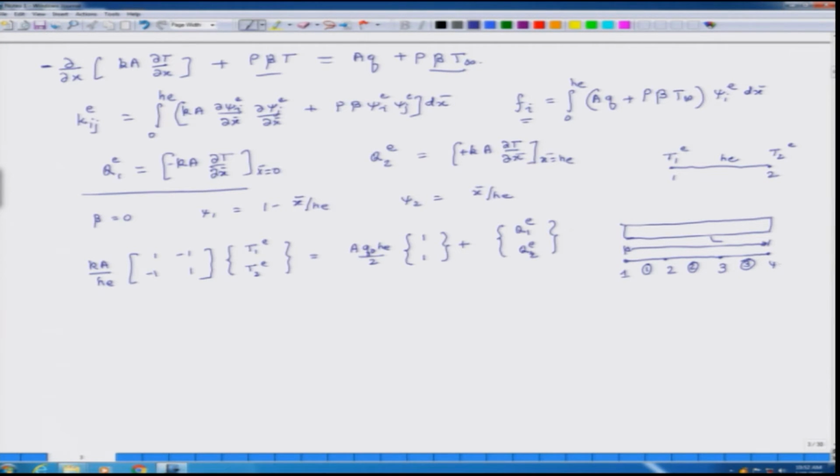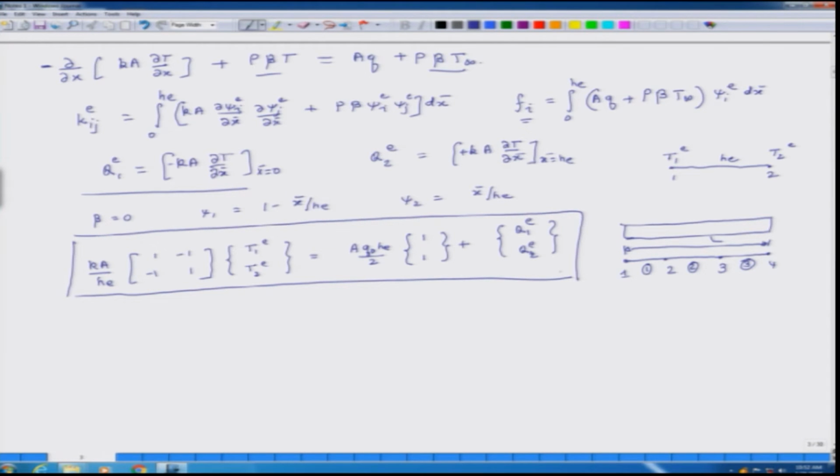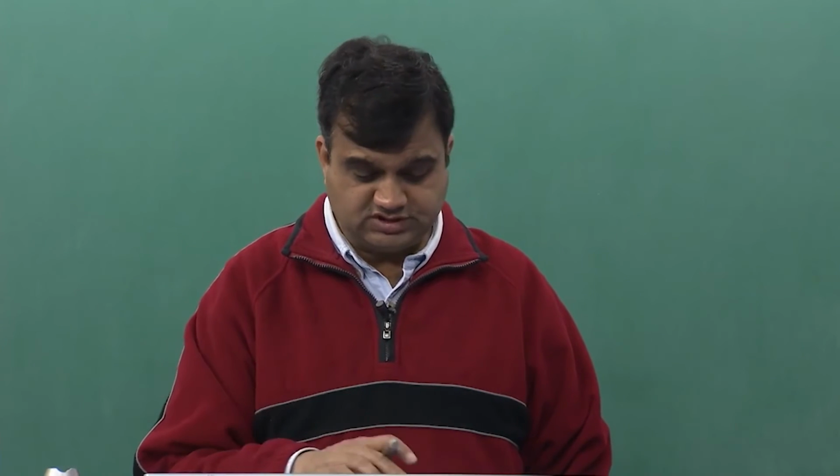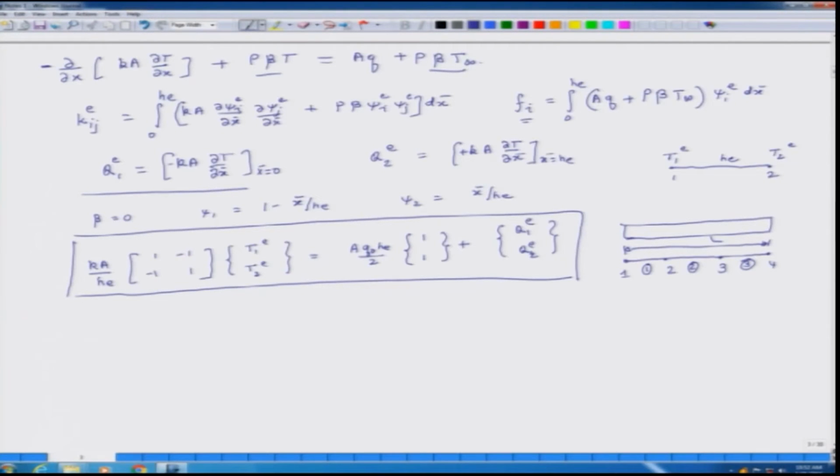Okay. So, I can write 3 sets of equations at the element level, which will look like this, because there are 3 elements, and then use the continuity condition. The continuity condition is that T2e in the first element is equal to T1e of the second element. Similarly, T2e of the second element equals T1e of the third element. So, that is one condition.